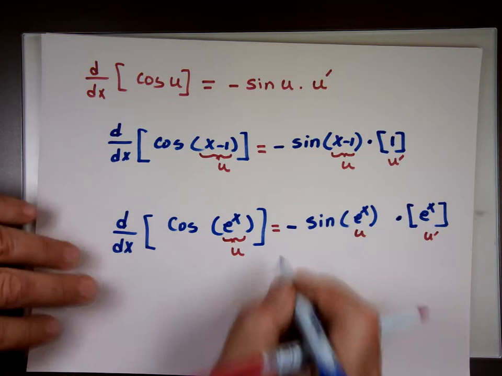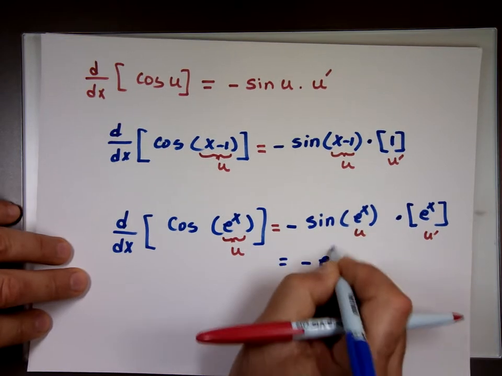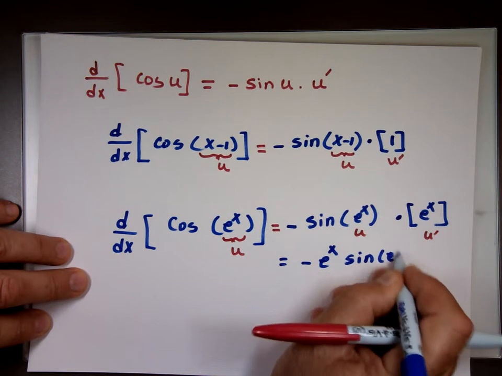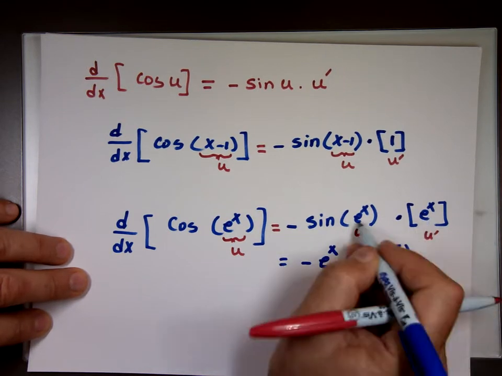A better way to write it will be negative e to the x, that's that e to the x there, sine e to the x. This way you're not confused. Oh, that's e to the 2x. No.